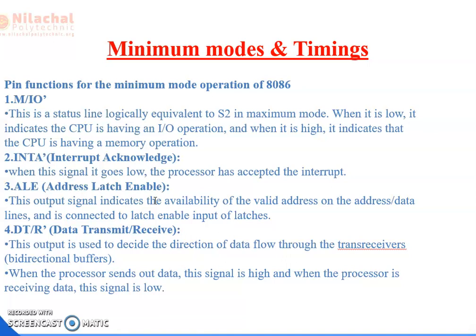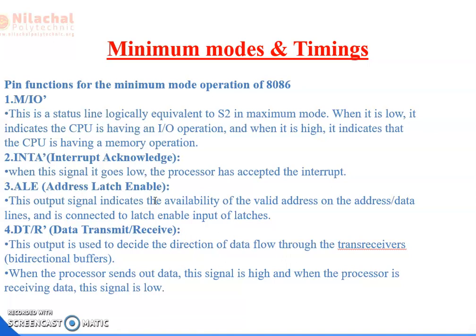So next one is minimum mode and timings. The pin functions for the minimum mode operation of the 8086 are discussed now. So M/IO bar, this is a status line logically equivalent to S2 in maximum mode. When it is low, it indicates the CPU is having an IO operation, and when it is high, it indicates that the CPU is having a memory operation. Next one is INTA bar, that is interrupt acknowledge. When this signal goes low, the processor has accepted the interrupt.